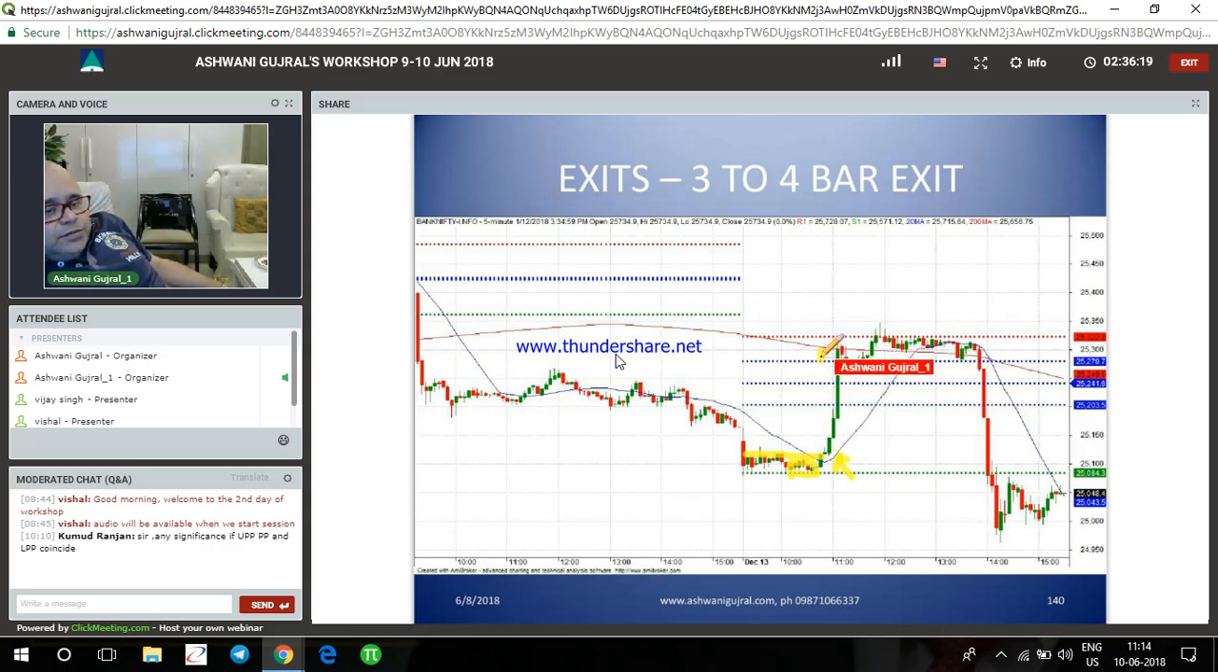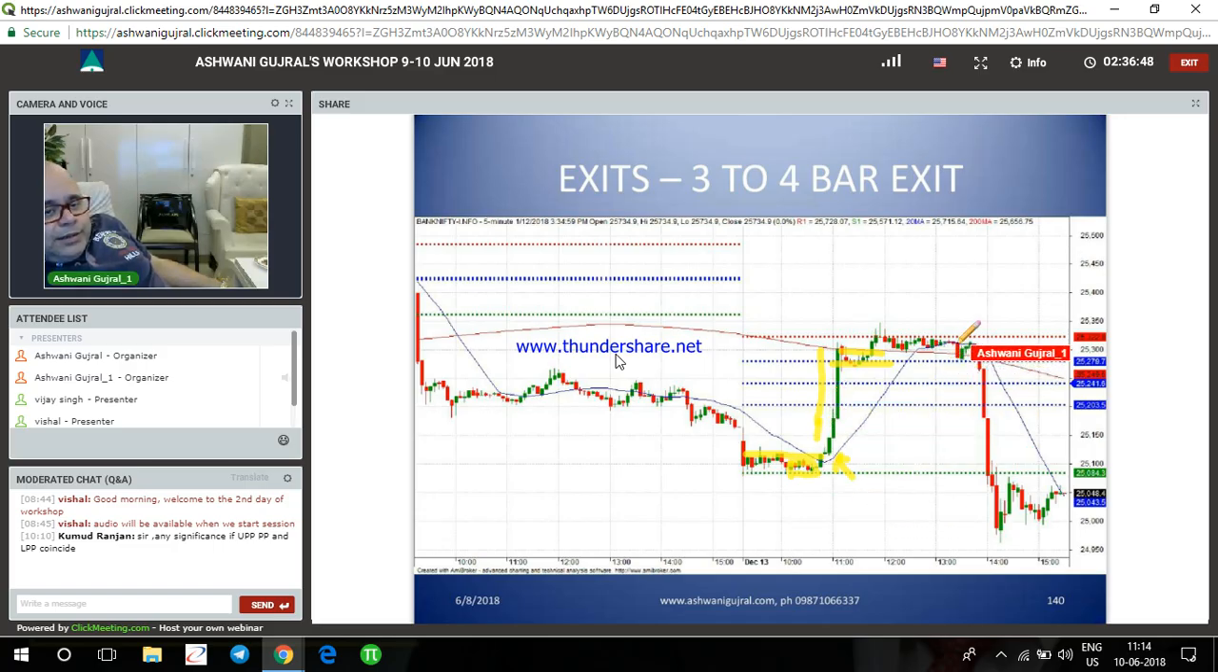Now look at the size of this bar. This is a 200-point bar. So if you are getting a sharp move in your favor, and now you have, look at the resistance, pivot resistance, 200 resistance, all sorts of resistance. So you are getting a big favorable move in your direction.